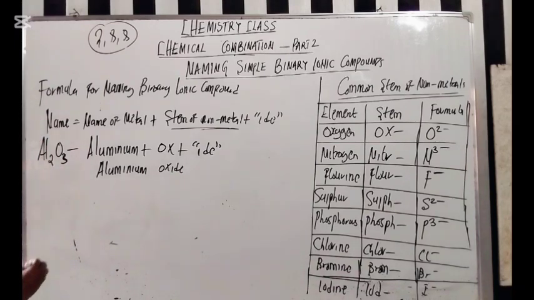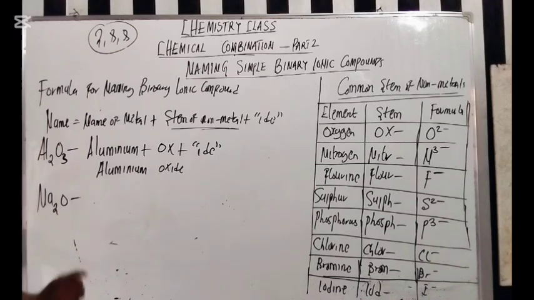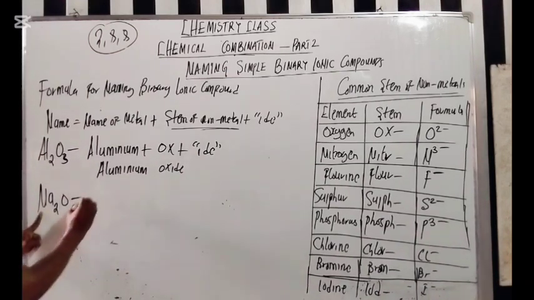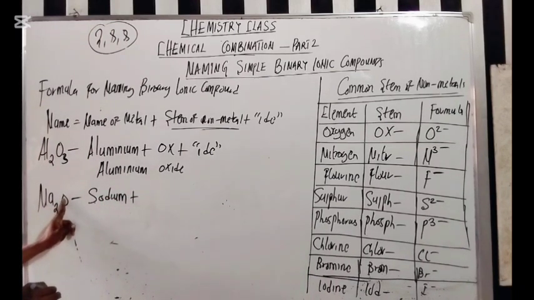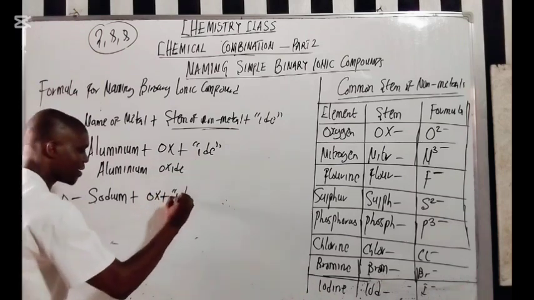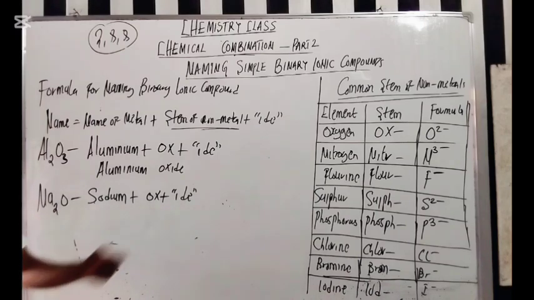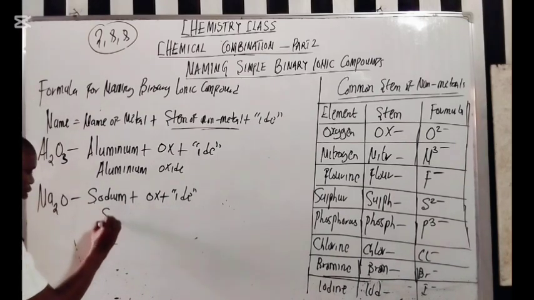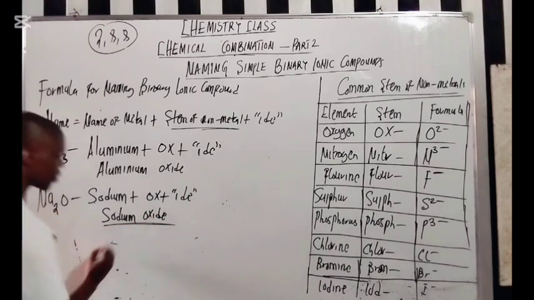Now, if for example here we have Na2O, right? How do you name this guy here? It's very, very easy. The name of this guy is going to be sodium plus what is the stem of oxygen? It's called ox plus ide. So the name of this guy here is called sodium oxide. Sodium what? Oxide. That is the name.